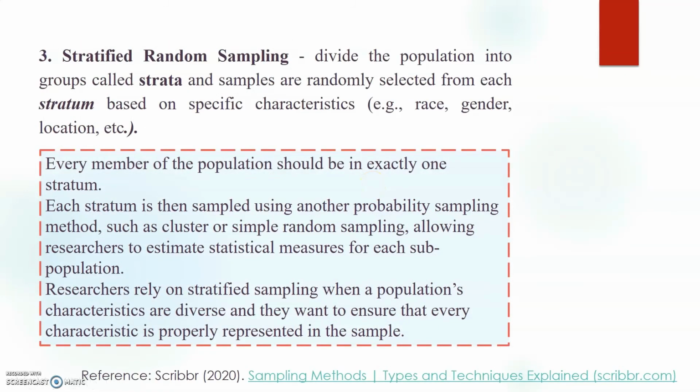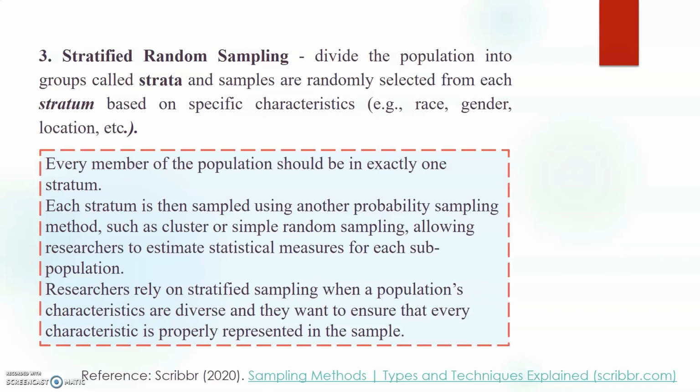Next, the third method is stratified random sampling. In stratified random sampling, we divide the population into groups called strata, and the samples are randomly selected from each stratum based on specific characteristics. Example, race, gender, location. Okay? So every member of the population should be in exactly one stratum. When we do stratified random sampling, we should take note that every member should be in exactly one stratum.